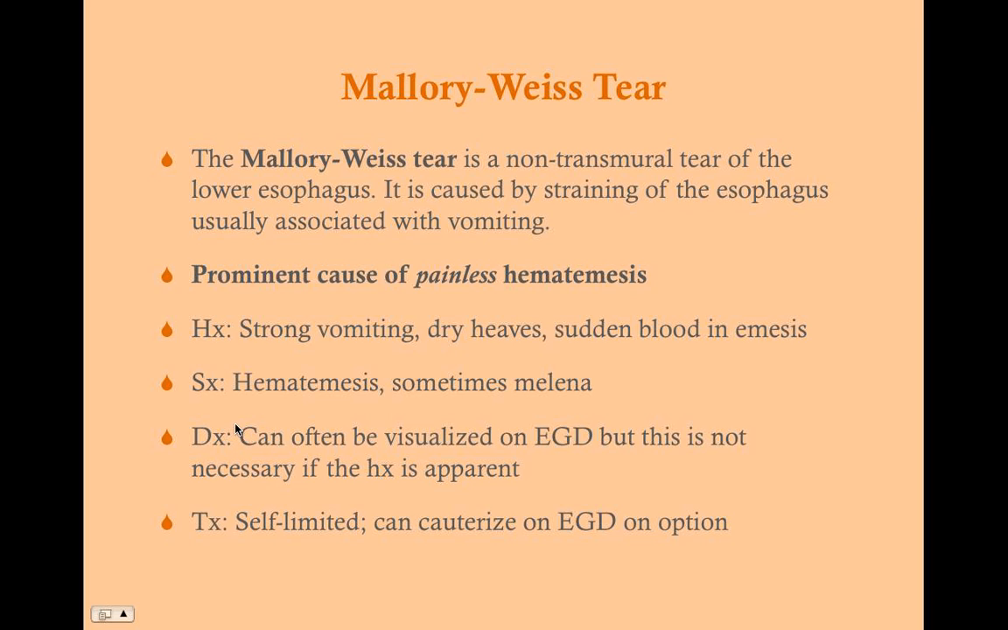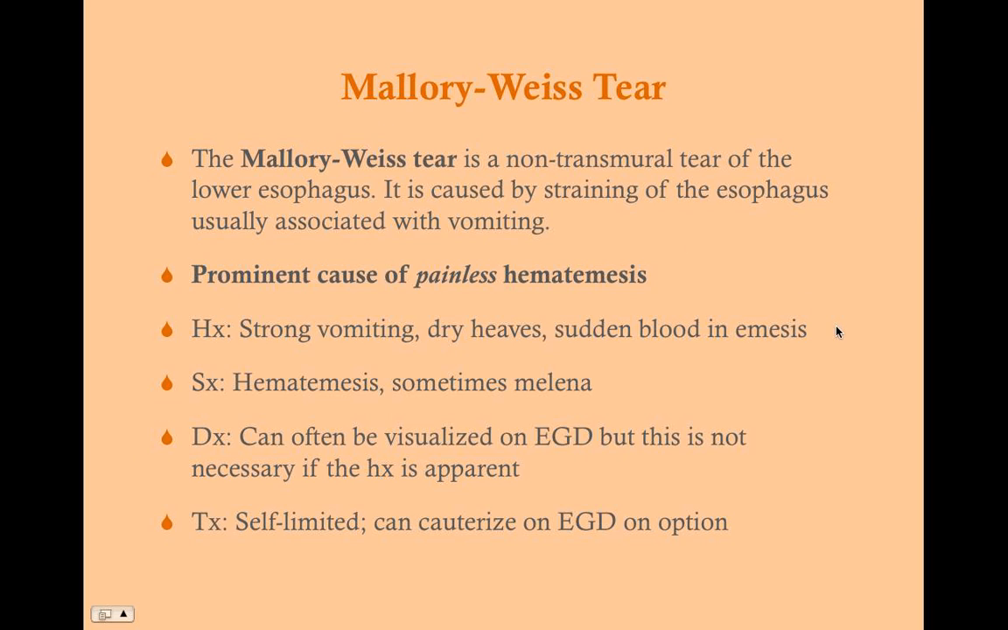And generally for diagnosis, you can usually make this diagnosis on history, but for confirmatory diagnosis, you would want to do an EGD to visualize the tear. And you would see a non-transmural tear. I don't have an EGD to show you this, but it would be a non-transmural tear, but you don't really need to treat this. This is self-limited. You can cauterize it if you want, but in the first place, you really don't even need to go down with an EGD. It's really a diagnosis that's primarily based on history.